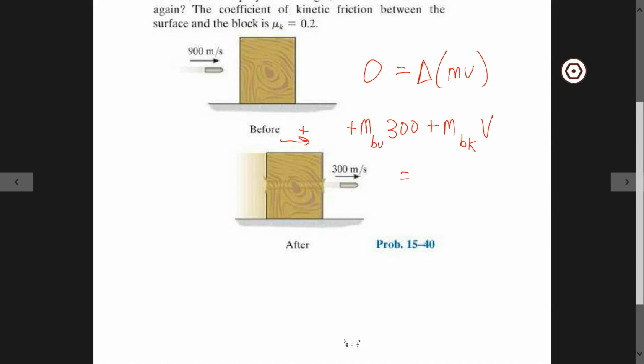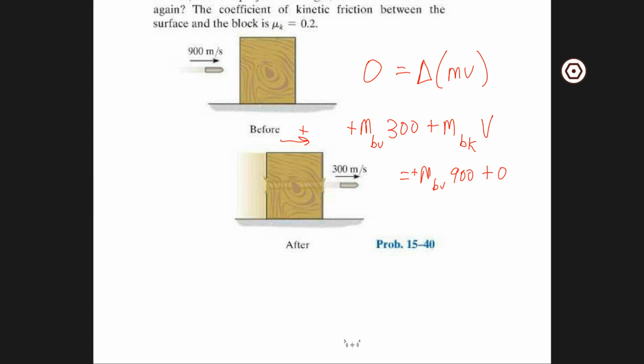What's the initial momentum? Does the bullet have some? That's going to be the mass of the bullet times what? 900. Positive, very good. Does the block have any? Why not? Zero velocity. Can you find the final velocity of the block? Bingo. Somebody already did the math. So you can find that speed, correct? And it ends up being a positive number.